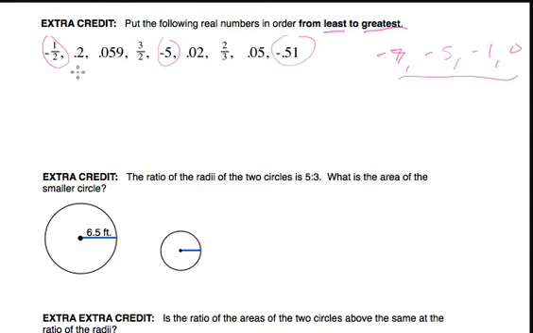So let's put these in order. Which one is the greatest? I'm sorry, the least. -5. Then we get -1/2. If you turn that into a decimal, that would be -0.5.